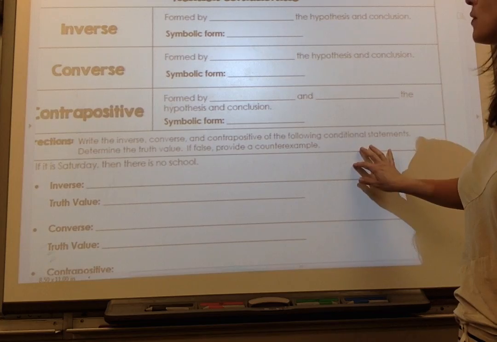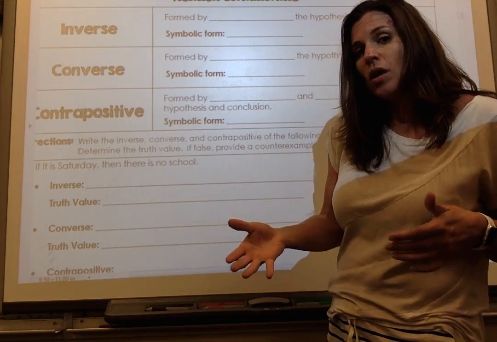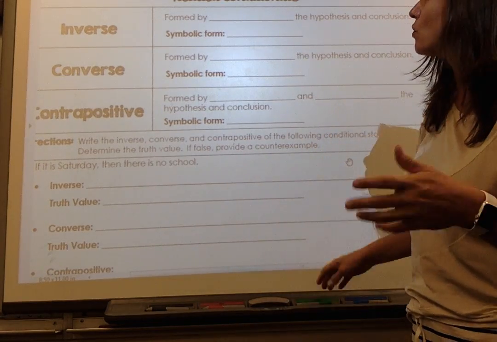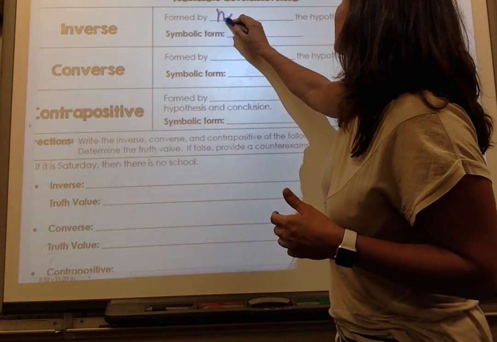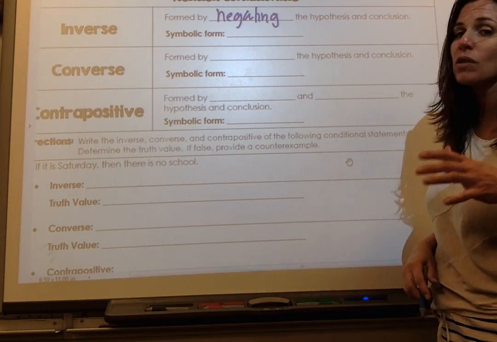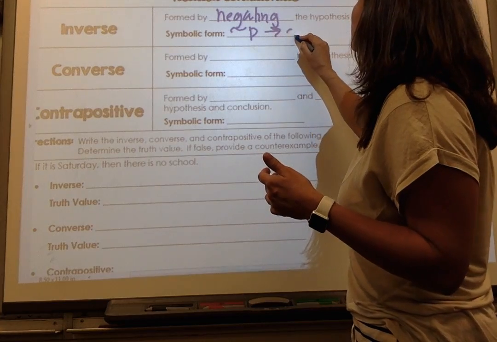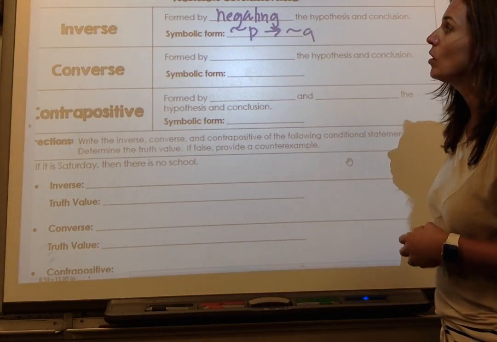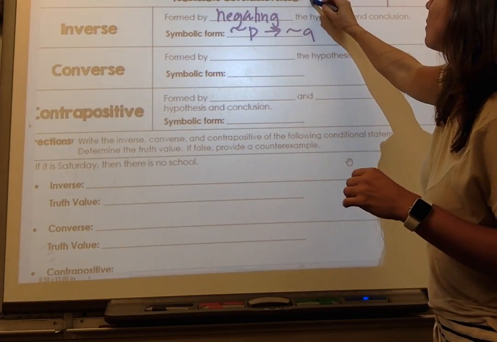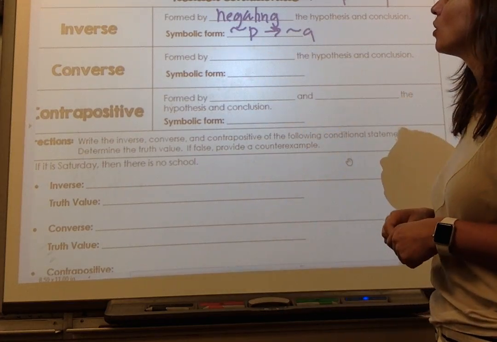Now we have different types of conditional statements. Remember, the conditional statement is if P, then Q. Now you have 3 other things that these conditional statements can do. The inverse is formed by negating the hypothesis and conclusion. The symbolic form is, if not P, then not Q. Remember, my conditional statement is if P, then Q. So the inverse is if not P, then not Q.